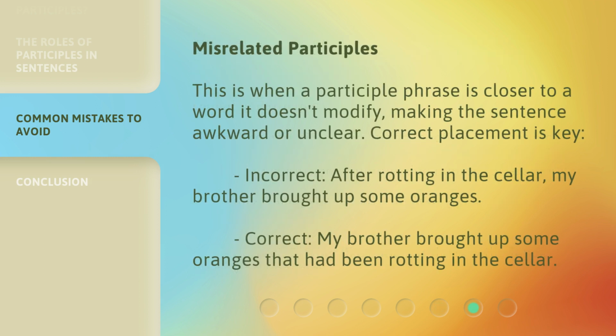Misrelated participles. This is when a participle phrase is closer to a word it doesn't modify, making the sentence awkward or unclear. Correct placement is key. Incorrect: "After rotting in the cellar, my brother brought up some oranges." Correct: "My brother brought up some oranges that had been rotting in the cellar."